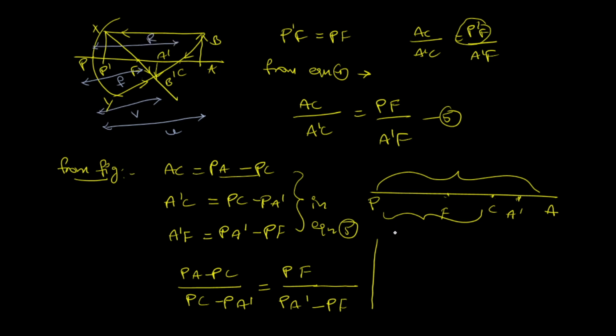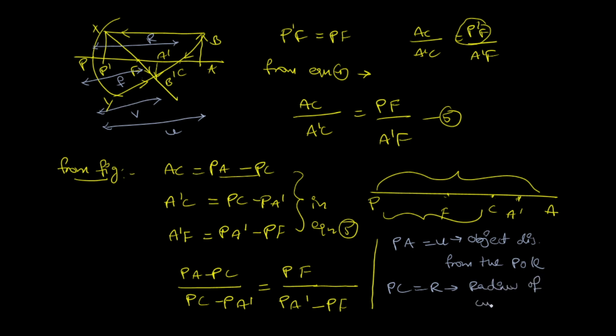So you just write the values here. What is PA? PA is equal to U, which is the object distance. Object distance from the pole. And what about PC? PC is the radius of curvature. Radius of curvature, and the value of R is always equal to 2f. మీకు ఆల్రెడీ చెప్పాను కదా, value of R is equal to 2f అని.